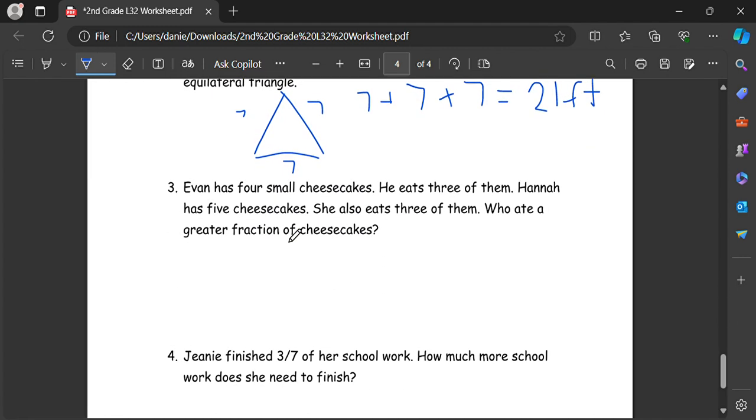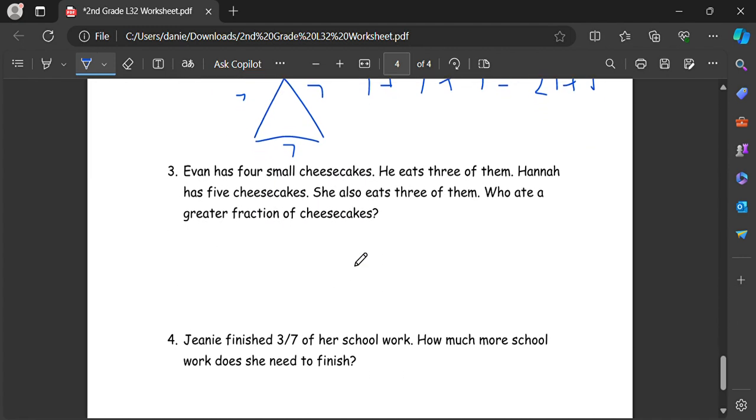Okay. Evan has 4 small cheesecakes. He eats 3 of them. Hannah has 5 cheesecakes. She also eats 3 of them. Who ate the greater fraction of cheesecakes? So as we've seen, the bottom number will be the total amount of cheesecakes they have, and the top number will be the number of cheesecakes they ate.